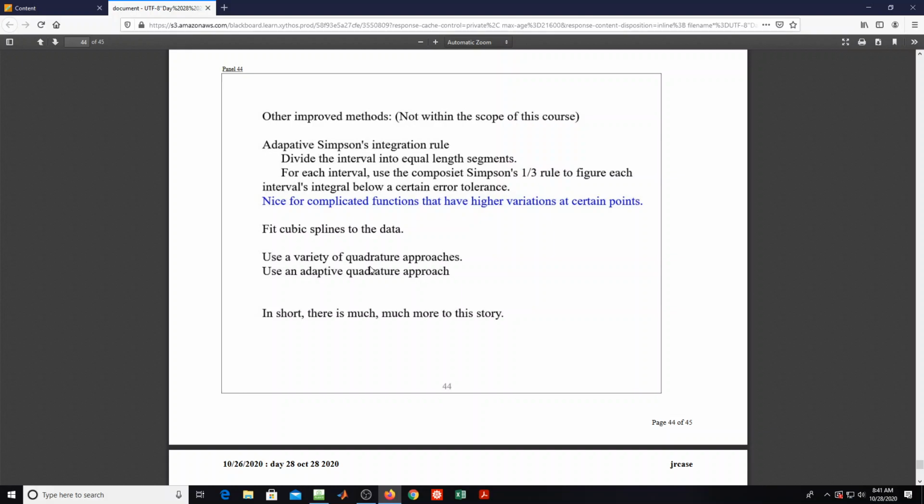In short, there is much, much more to the story. It's an area of active research as to how to get better integration formulas, how to do better. Particularly now that we have more powerful computers, there are possibilities that we can cut down the propagation error by increasing the number devoted to storage.